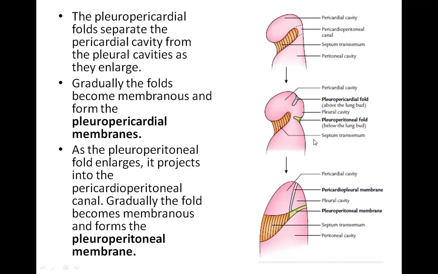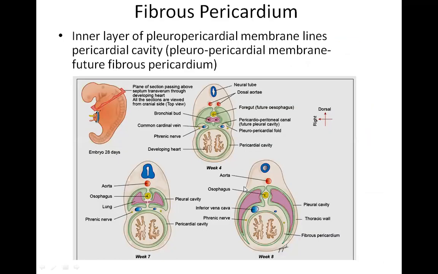So we have two folds developed over here in the pleuropericardial canal: the pleuropericardial fold, which is the cranial fold, which will form the pleuropericardial membrane, and a caudal fold, which is the pleuroperitoneal fold, which will form the pleuroperitoneal membrane.